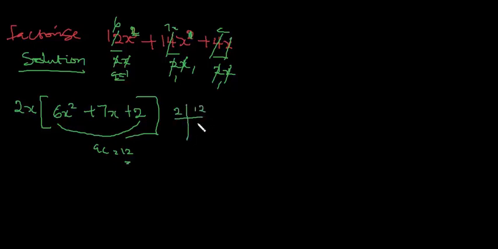2 goes here, 6. 2 goes here, 3. 3 goes here, 1. 2 times 2, 4 times 3 will give us what? 12, which is our AC. But for our B, we need what? We need two values that will give us 7. So we have 4, 2 times 2, 4, and we have 3. 4 plus 3 will give us what? 7. We are looking for plus 7.